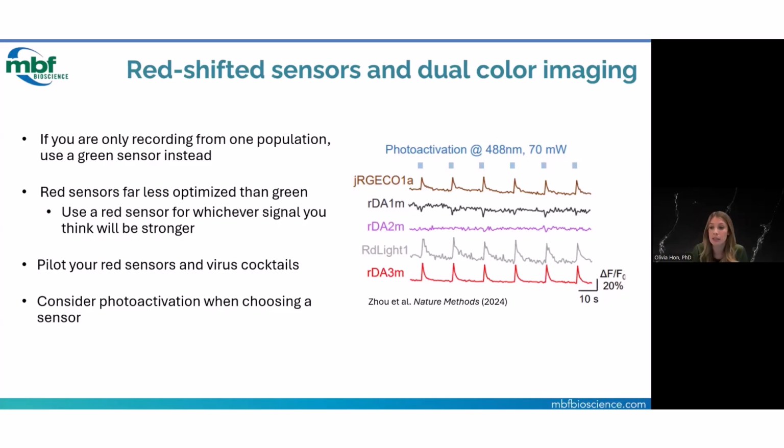Another thing that's specific to red sensors is this phenomenon called photoactivation. With some red sensors, and not all, if you hit them with 488 light, which is typically the wavelength that you would use to excite green sensors, you can get what's called photoactivation, which means you get these spikes that look a lot like actual activity, but they're just driven by the light itself. In this figure, they're testing at 70 milliwatts, which is like blasting them with light. That's way more light than you would ever need, even for opto. But a lot of these sensors show this property at much lower light levels. So if you're recording with green and red sensors together, pick a red sensor that doesn't show activation at 488, because otherwise you're going to get all these false signals that are not real. So keep that in mind as you go.